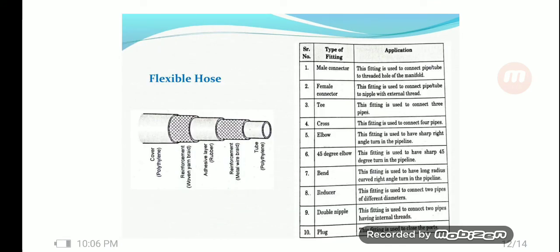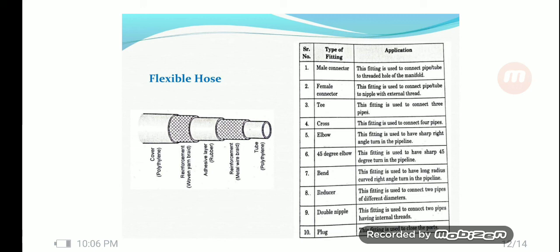The flexible hose has various layers. The outer layer is called the cover, which is made of polyethylene. The second layer is reinforcement, which is made of braid. The third is the adhesive layer, which is of rubber. The fourth layer is reinforcement, made of metal wire, and the last and inner layer is the tube, which is made of polyethylene.